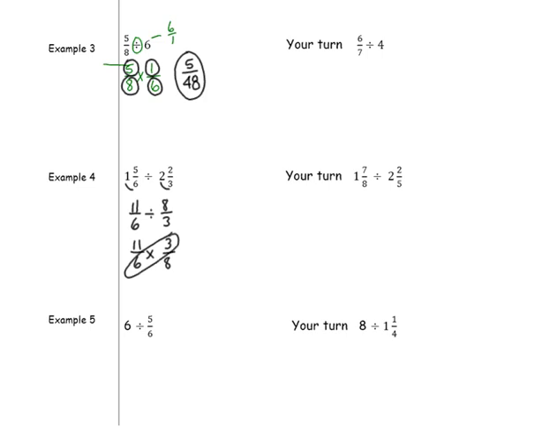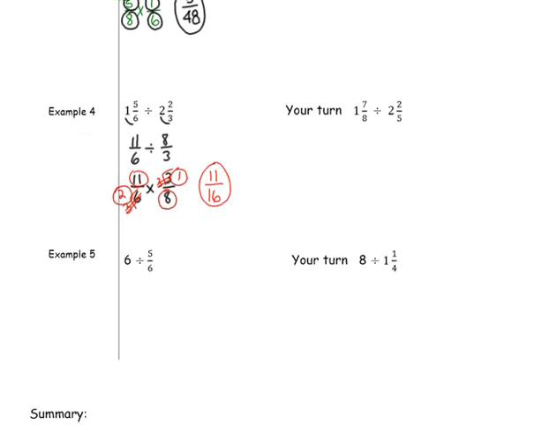3 and 6 have a common factor, so we will divide both of those by 3. Divide by 3. 3 goes into 6 twice. 3 goes into 3 once. Now multiply your numerators, multiply your denominators, and the answer is 11/16.